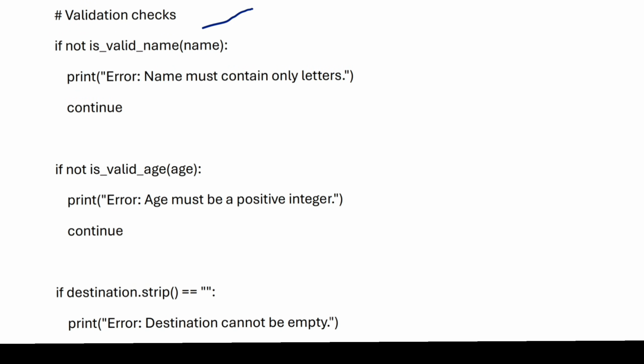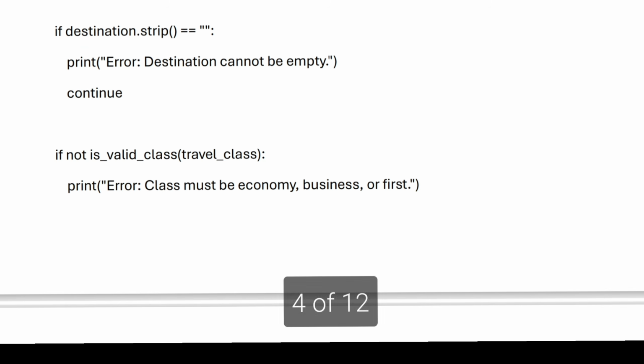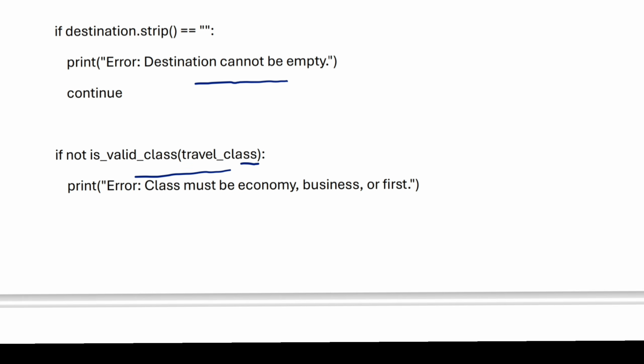And for validity checks: if the name is not valid, the error must be that it contains only letters. Based on age, the error must be age must be a positive integer. Okay. And for destination, strip it; the error is destination may be empty if you give nothing. So for invalid input in the class of travel, print the class: economy, business and first class. Finally, you will get an error.